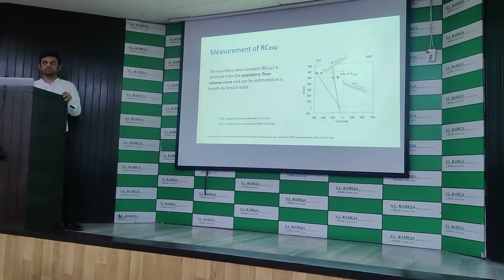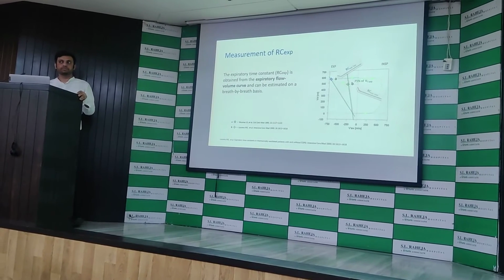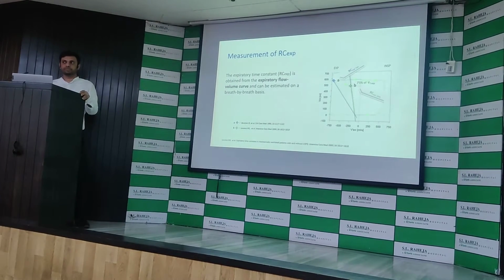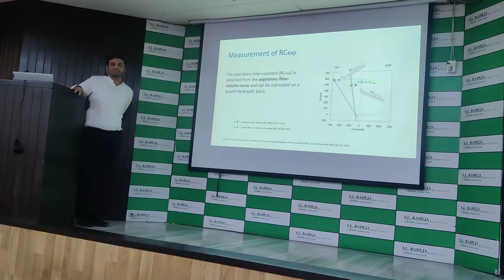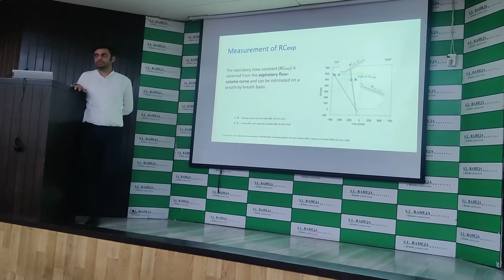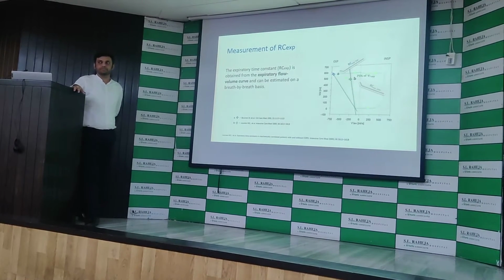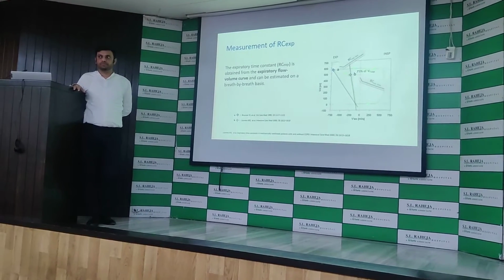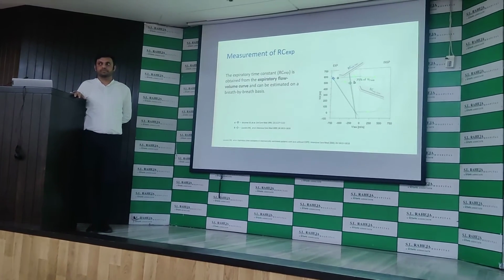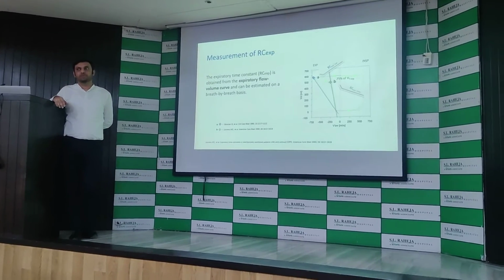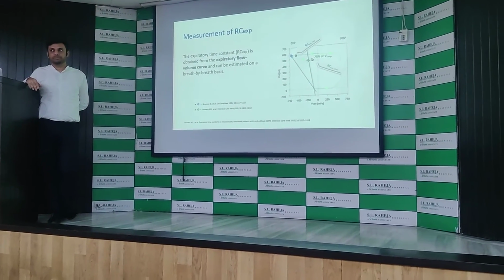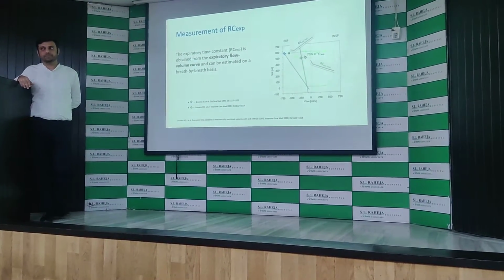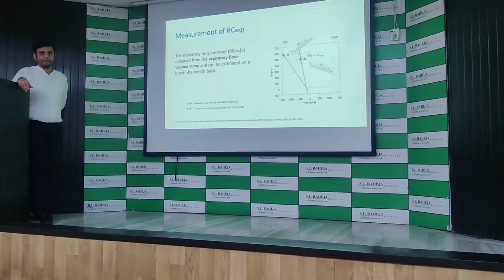Okay. I have talked about obstructive breathing. What is the time constant first? Time constant is the multiplication of resistance and compliance. What exactly does that mean? So what does time constant actually mean? It says how much time it will take to inflate the lung to 63% and how much time it will take to deflate the lung to 63%. This is all that it says.